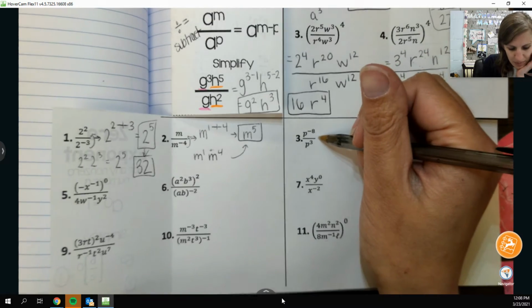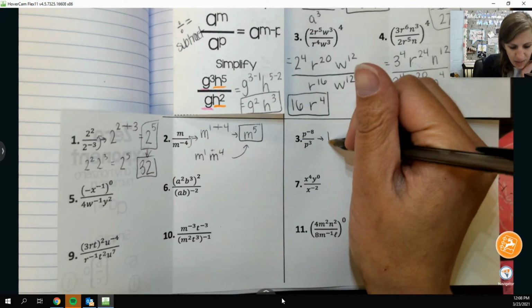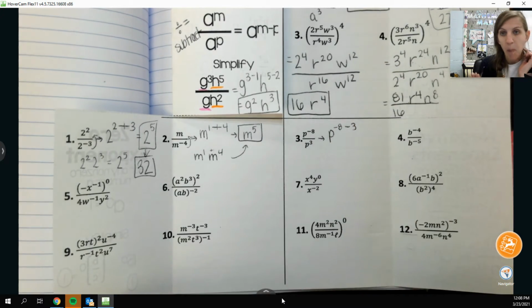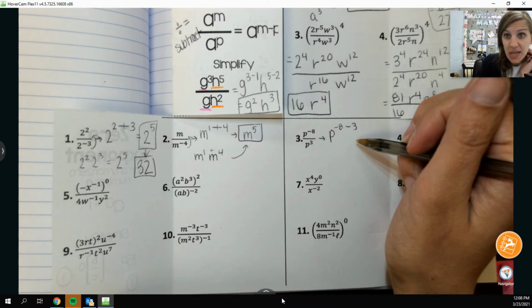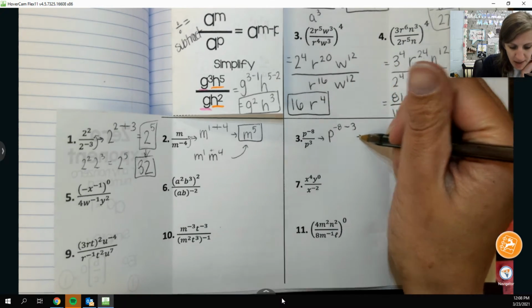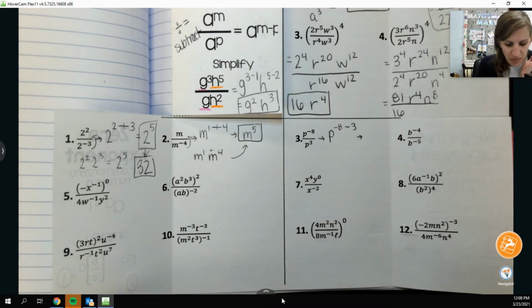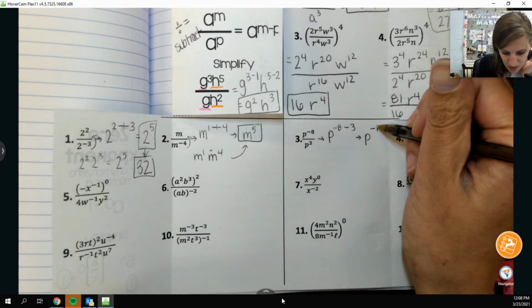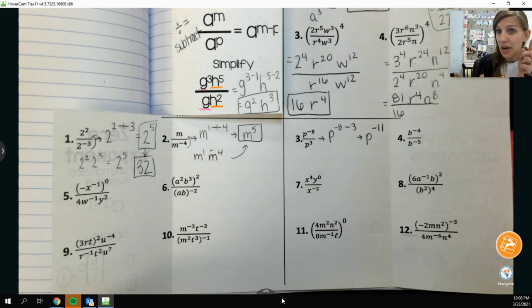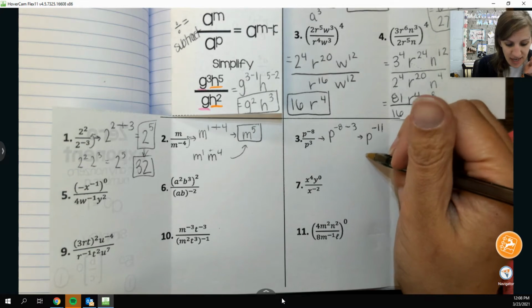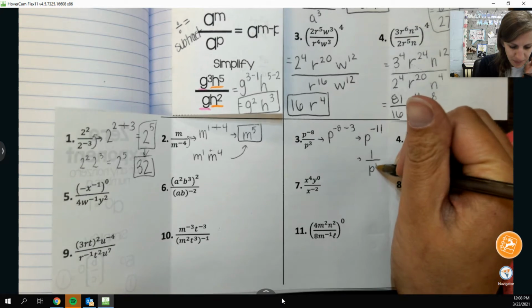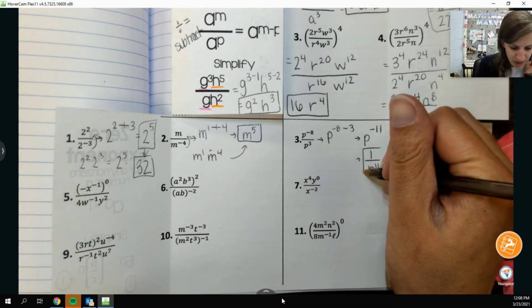Similarly, on this one, I could think of this as p to the negative 8 minus 3, because when I divide, I subtract. Now, this one doesn't have a double negative, so I'm not going to add. I mean, I am going to add, but when I do add, I have a negative number still. So it's negative 11. And you are not allowed to leave negatives in your exponents. So to make it not negative, I need to move where it is, which means it needs to go to the bottom. And I would put a 1 on top as a placeholder.